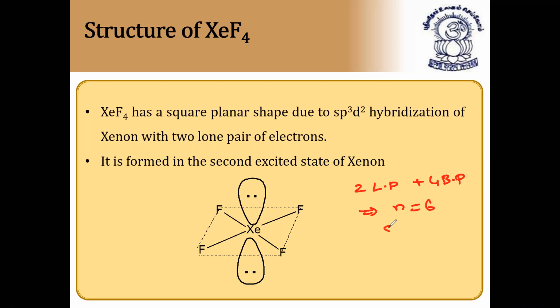n is equal to 6 means sp3d2 hybridization, and due to the presence of lone pairs, it has square planar shape. Even though it is undergoing sp3d2 hybridization, it has square planar shape. So like these questions, they will ask in the examination. Anyway, we are going to discuss the questions after finishing the lecture.